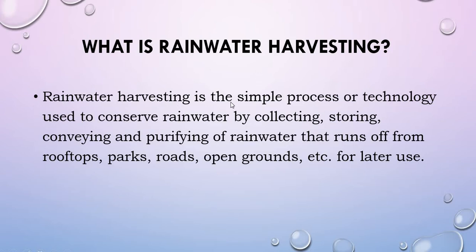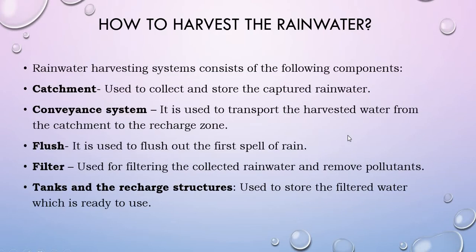See, rainwater harvesting is a simple process or technology that is used to conserve rainwater. How can we conserve it? By collecting, storing, conveying, meaning transporting, and purifying the rainwater that runs off from the rooftops, parks, roads, and open grounds, and we use this rainwater for different purposes. Now, how do we harvest the rainwater?